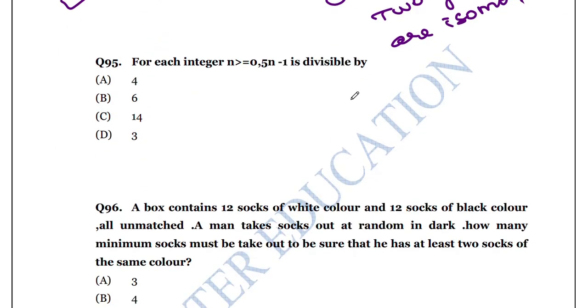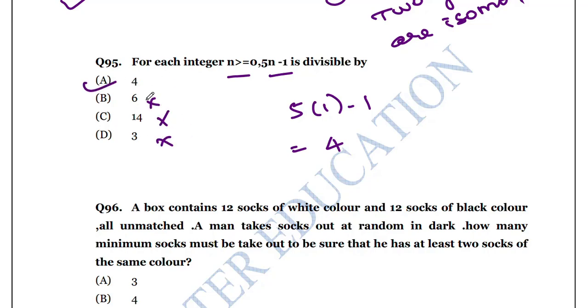Okay. The next question is, for each integer n greater than or equal to 0, 5^n minus 1 is divisible by what? So first you put 1 for n. So 5 minus 1 equals 4. So 4 is divisible by 4 or 6 or 14 or 3? 6 won't divide, 14 won't divide. So among the given options, 4 is the divisor.